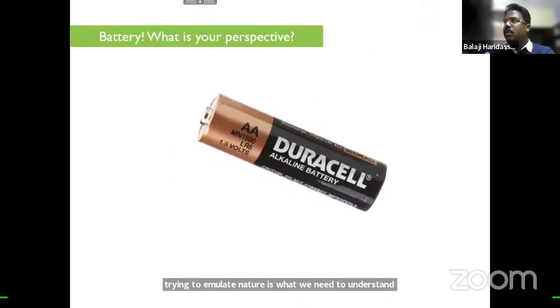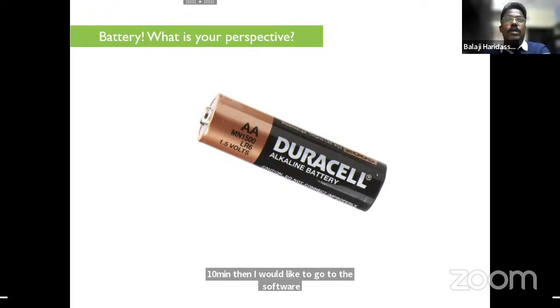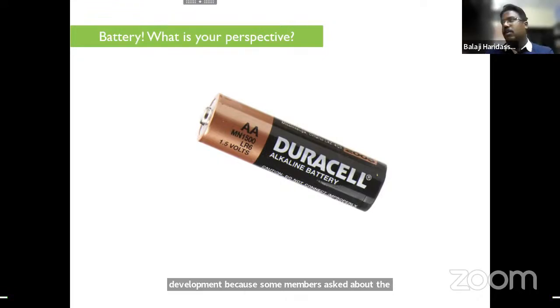So what is anyone's opinion on this? What is the perspective? Let us try to finish this in another 10 minutes. Then I would like to go to software development because some members asked about software development, evaluation, and all those stuff. Okay, yeah. If we can quickly check, then it will be better.